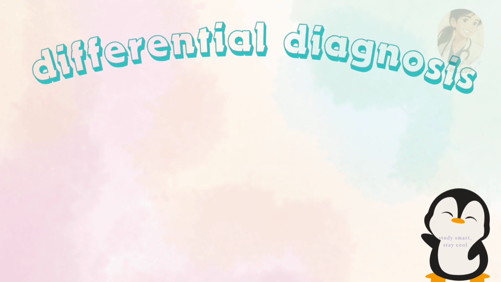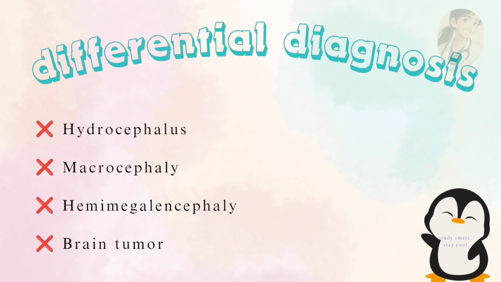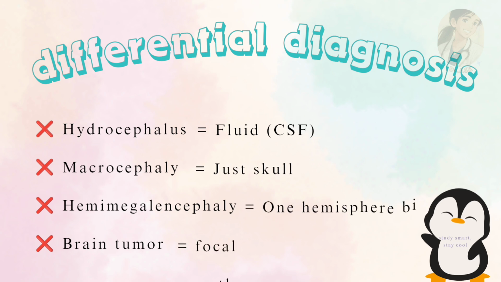So let's clear the confusion now. What are the main differentials? Hydrocephalus, macrocephaly, hemimegalencephaly and then brain tumor. So what is hydrocephalus? It is increased CSF and there are big ventricles, whereas in macrocephaly the skull is big but not necessarily the brain. Hemimegalencephaly is where one hemisphere is enlarged, whereas a brain tumor is a focal growth and not generalized brain overgrowth. So again, megalencephaly means big brain, not fluid or mass.